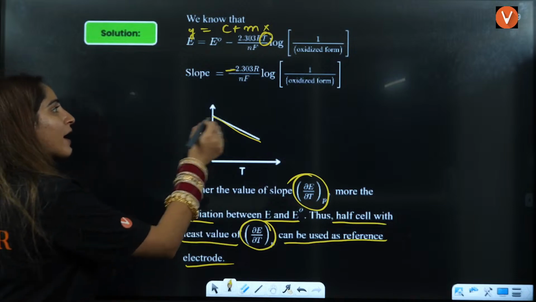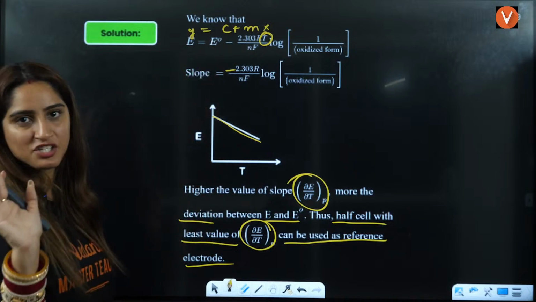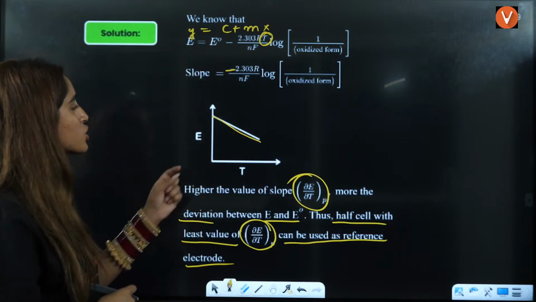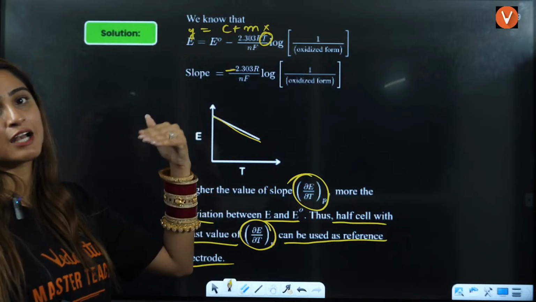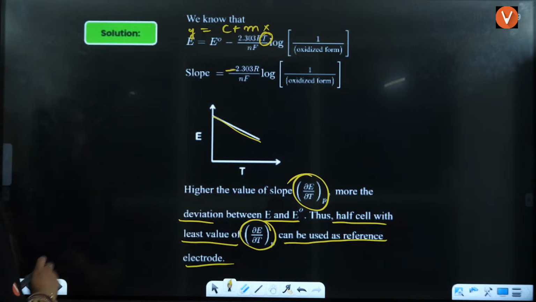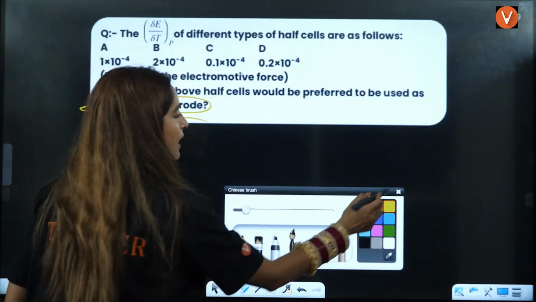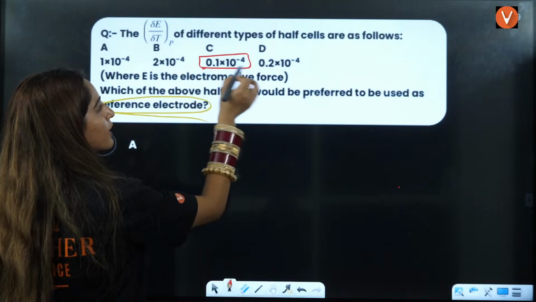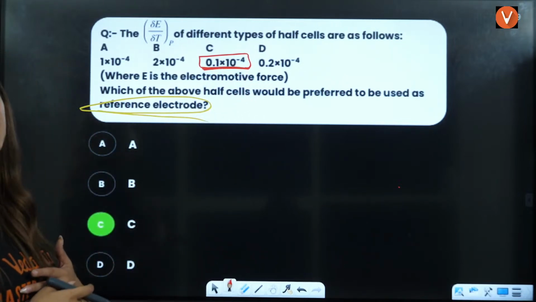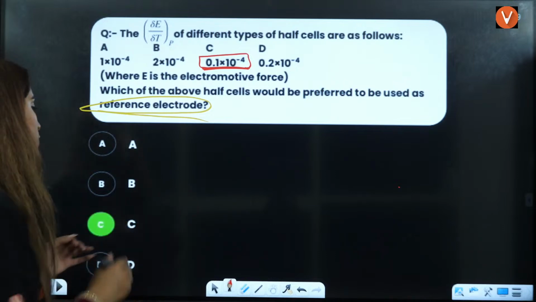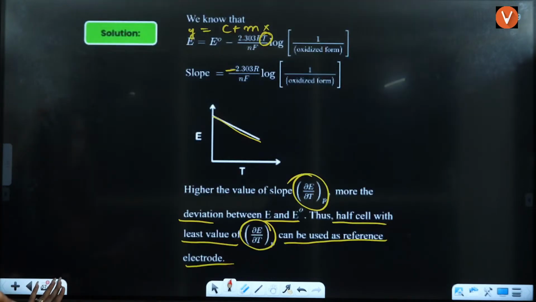Because here we know that pressure is constant at this point, we have to find the least value of this. If you have the least value, that will be chosen, right? So if you see this here, the least value is there in this 0.1 into 10 raised to the power minus 1. So this is nothing but 10 raised to the power minus 5. That is going to be the least value. So the answer is C, the correct answer.